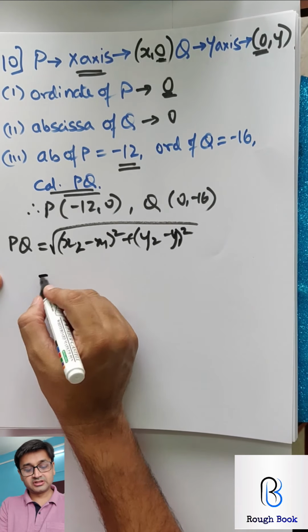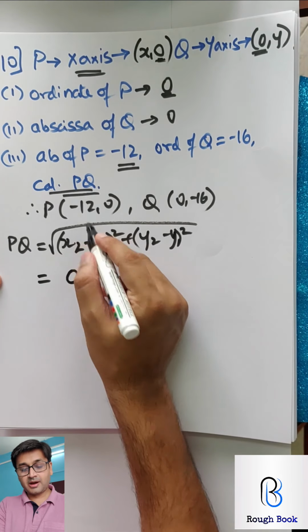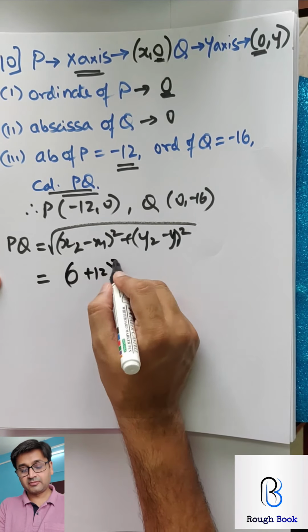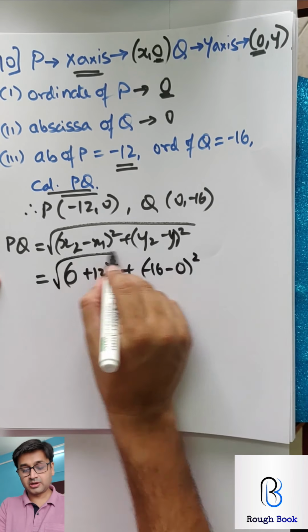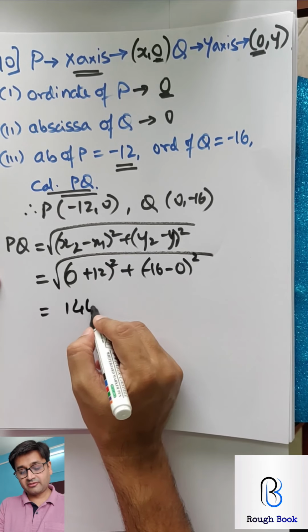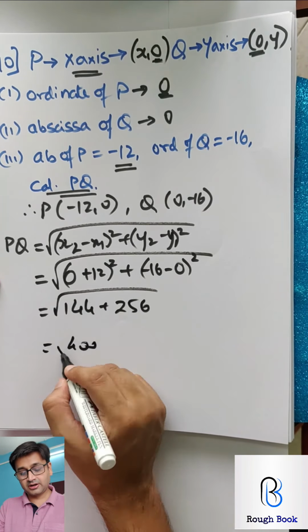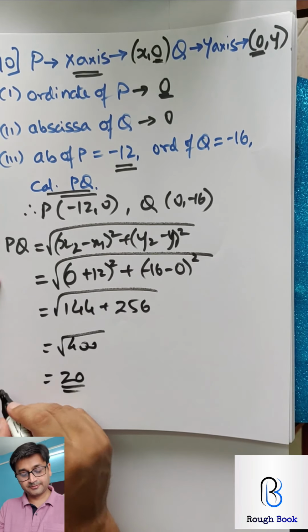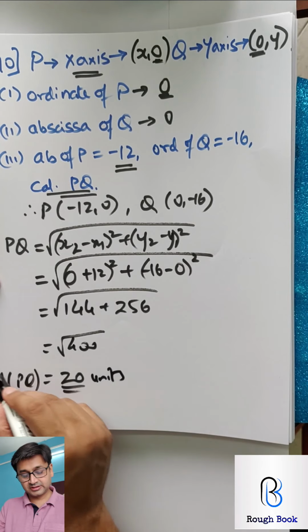So PQ is the distance we are trying to calculate. x2, I am taking it as 0, minus minus 12, so plus 12 it becomes. y2 is minus 16 minus 0, the whole square under the root. So 12 square is 144, 16 square is 256, total will be 400, and root of 400 is 20. So therefore distance PQ is 20 units.